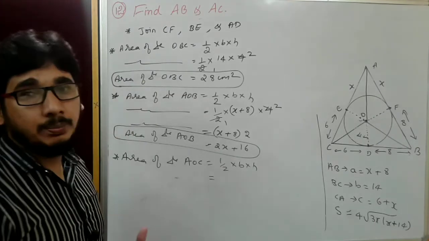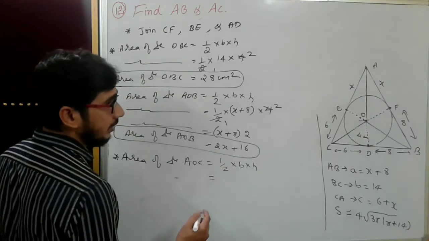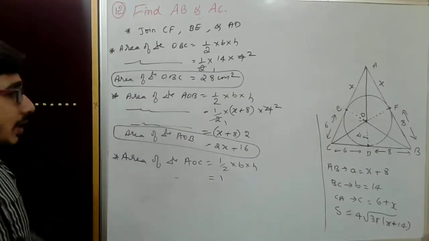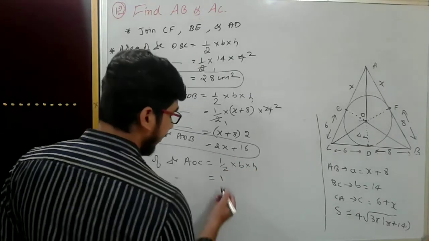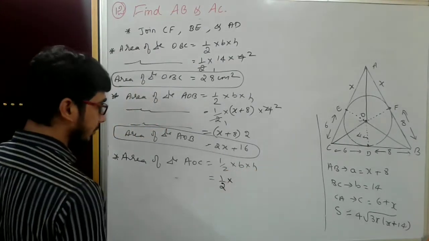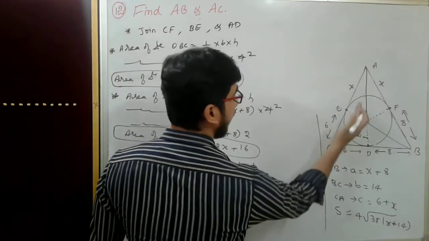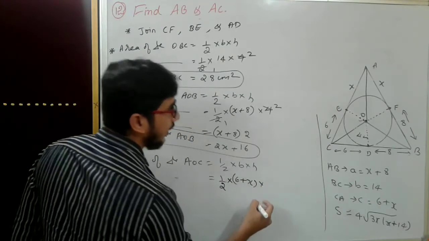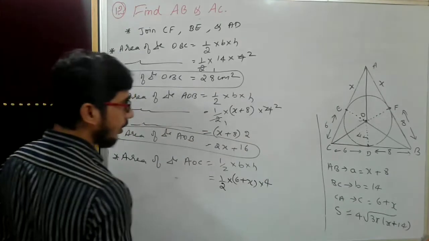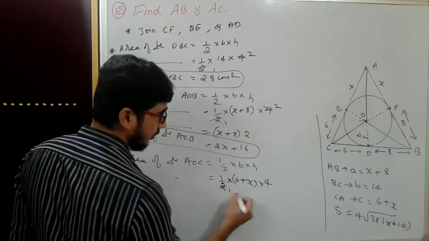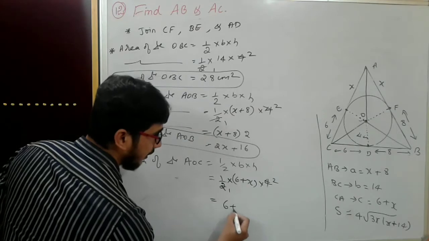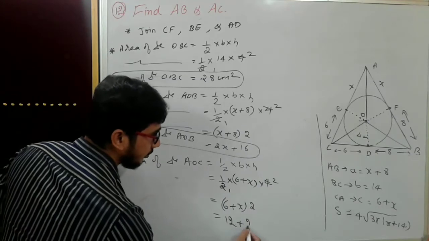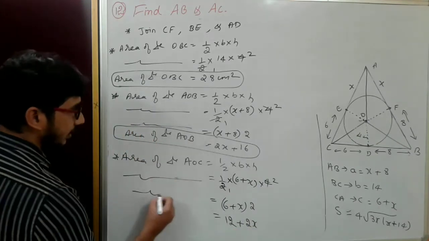What I am doing is finding the area by parts. Which triangle am I finding? AOC, this one. Base is 6 plus x. Put it in the bracket, into height. How much? As usual 4. Now we will divide. 2 1s are 2, 2 2s are 4. So x plus 6 into 2. What will it become? 6 2s are 12 plus 2 into x, 2x. This is the area of triangle AOC.